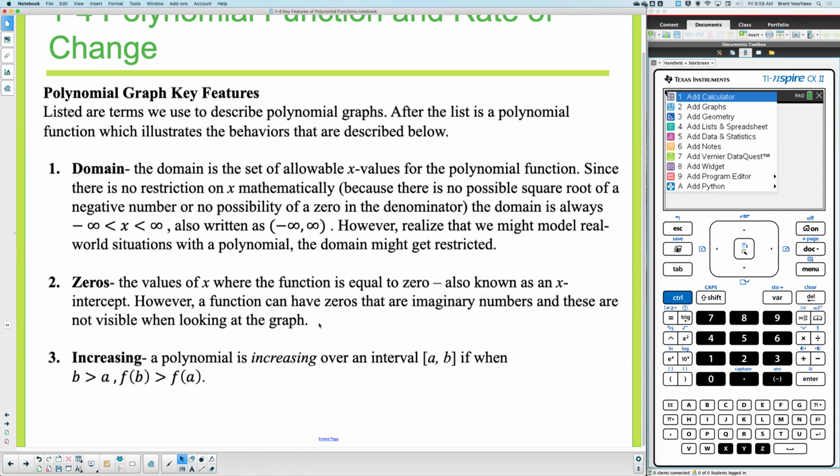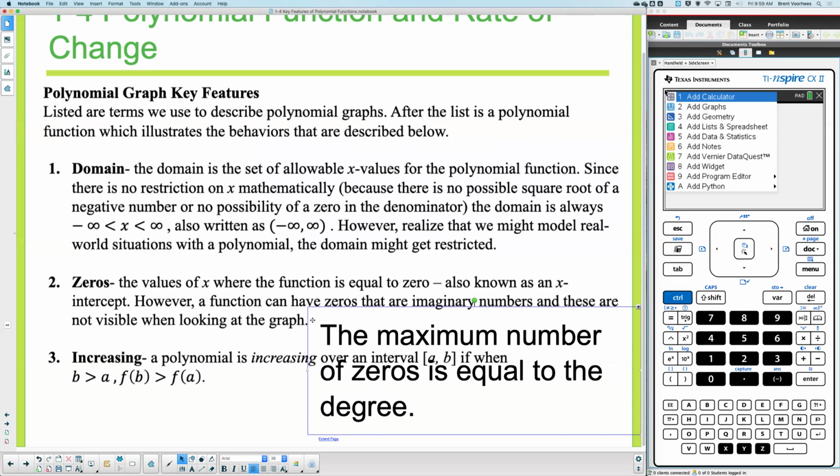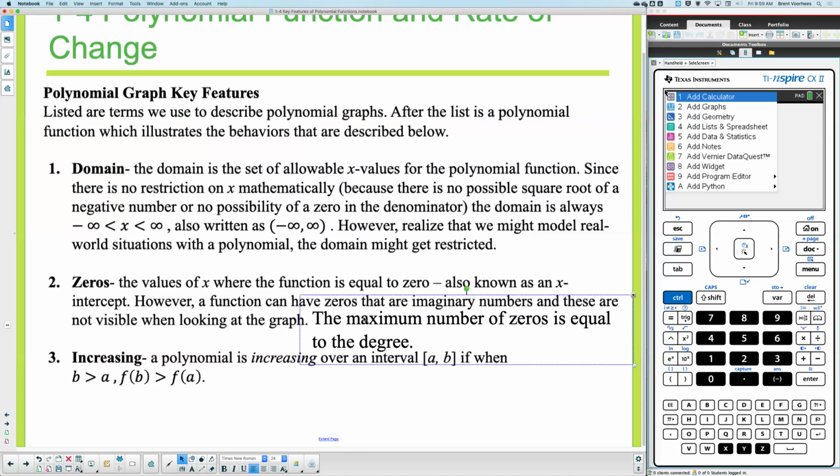I want to go ahead and put this note I did not include on here, but I want to include it here. The maximum number of zeros is equal to the degree. Now there is a vocabulary word again. What did degree mean? The power of the leading term. Yeah, the power of the leading term, or you could say the greatest power. Either answer is acceptable.